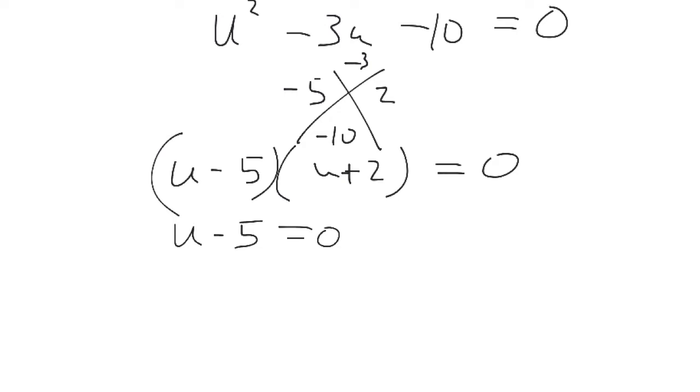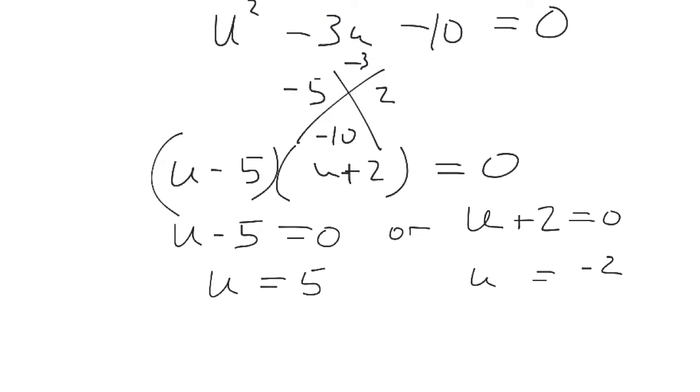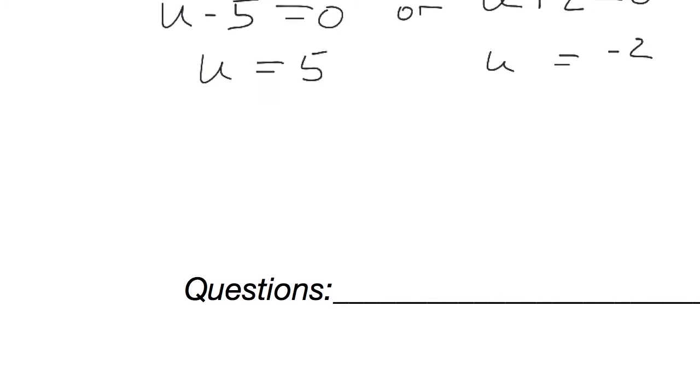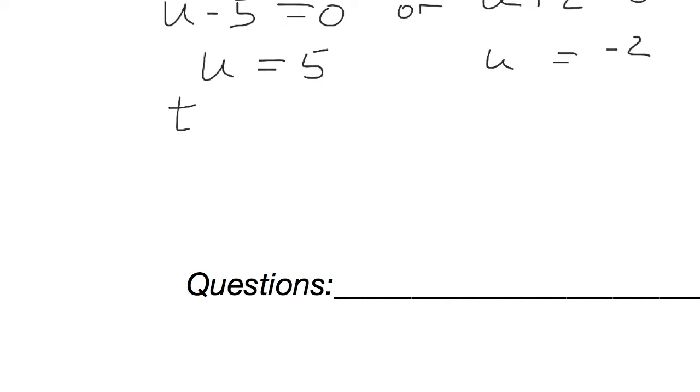I'm going to split it up now. u minus 5 equals 0, or u plus 2 equals 0. I'm not going to do the back substitution just yet. That means u equals 5, or u equals negative 2. What does u equal in the first place? It equals t to the 1/3. So t to the 1/3 is equal to 5, or t to the 1/3 is equal to negative 2.